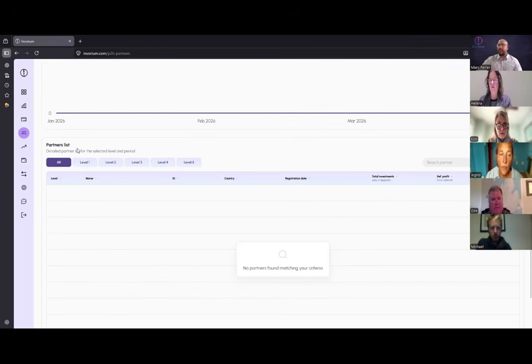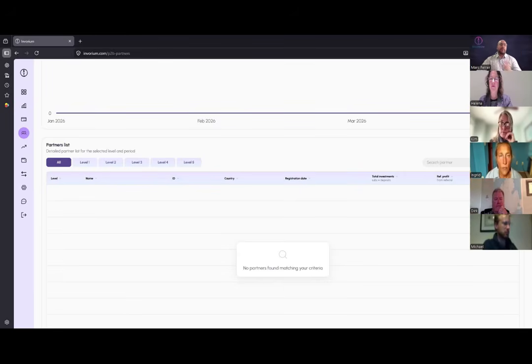And also, we have a partner list, very detailed. This is your transparent wall, so to say. You see your entire structure up to the 5th level in depth: the name, country, registration date, and what is most important, the total investment. So, it is important to say that in Invorium, your success is directly related to the success of your team. And this section gives you everything so that you can manage this success.